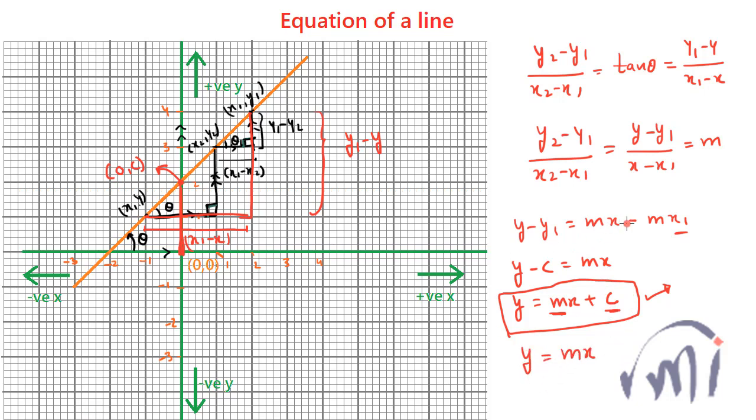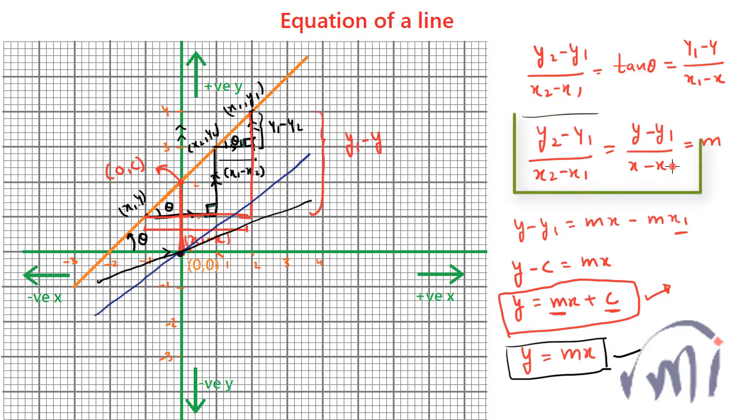C equal to 0, that means this point is actually over here. Or you can say that is the line which is passing through the origin. So all these lines which pass through the origin, for them c, the intercept on the y-axis, will be equal to 0. So this is the special case for the equation of a line, the line passing through the origin.